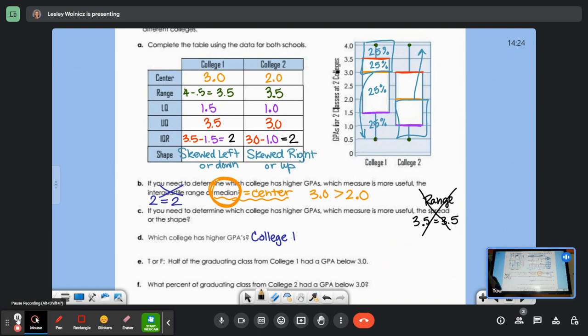Okay, the shape, however, for the shape to tell you which one has higher GPAs, you kind of have to ignore the tail. And you have to look at where the lump is. Okay, this one has a high lump, right? This one has a low lump. So for college 1, the data is concentrated on the high end, right? And for college 2, it's concentrated in the low end. So there are more lower values. Does that make sense? Yeah. Okay, so it's the opposite of the tail. So for the shape, you're going to look for the lump.